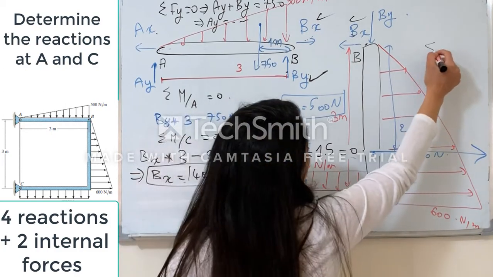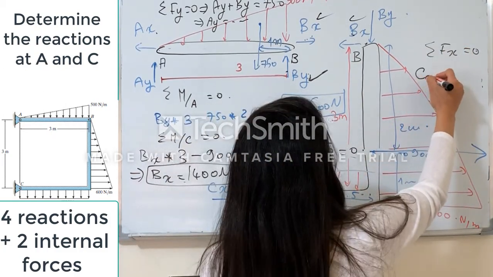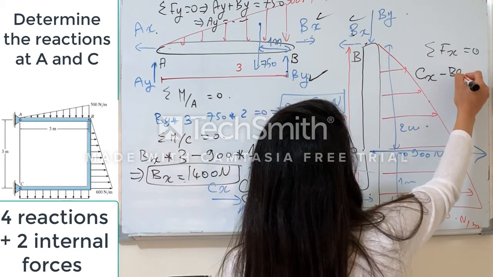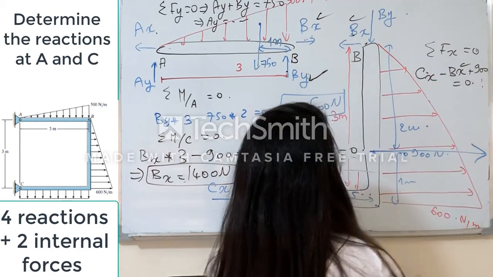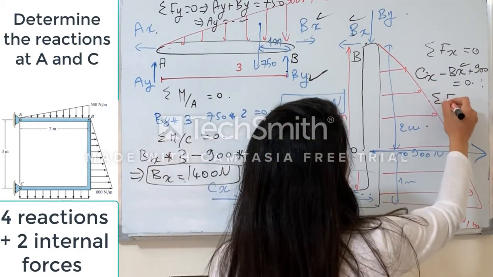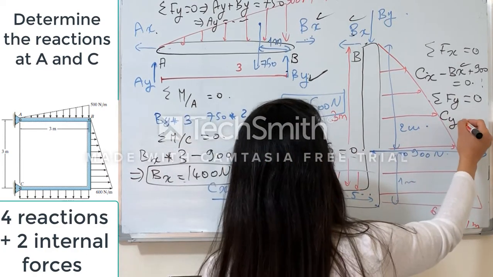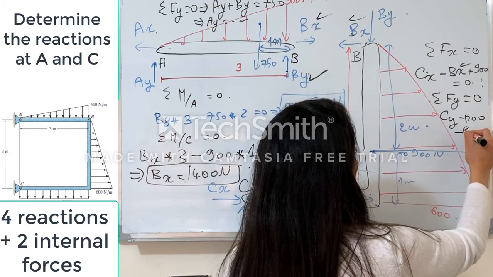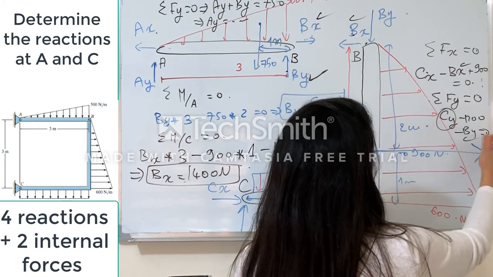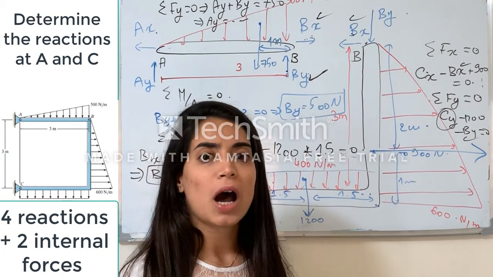So here, guys, sum of x is equal to 0. Cx minus Bx plus 900 is equal to 0. So you know Bx, you can find Cx. Sum of y is equal to 0, which means, guys, that Cy minus 1200 minus By is equal to 0. So you can find Cy because I know By. So this is how to solve for the problem of frame.